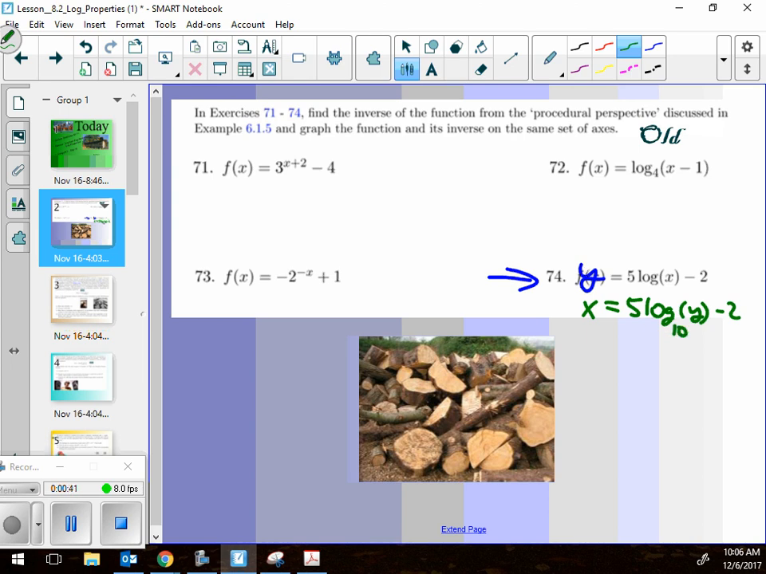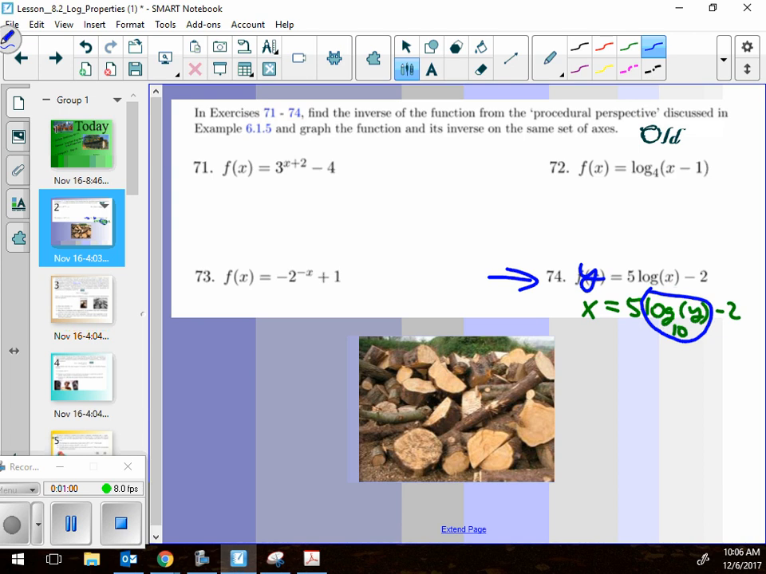All right, now, in order to get this thing solved, I got to get the y alone. To get the y alone, I need to get this clump alone. This is the clump right there. Not the 5, not the -2. That clump right there needs to get alone. Then I can rewrite this equation.